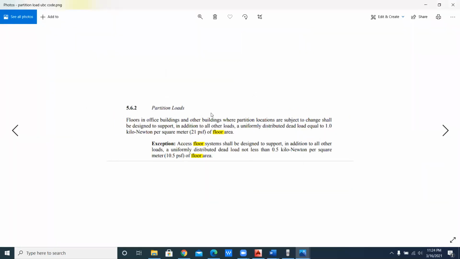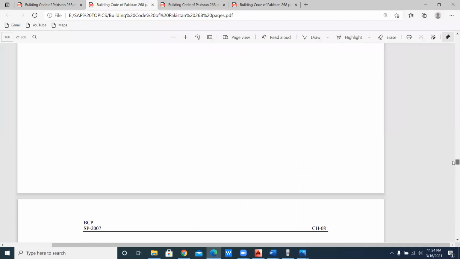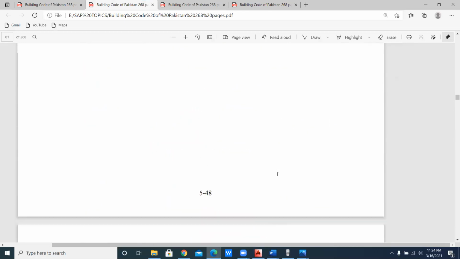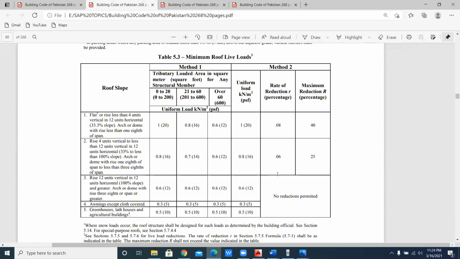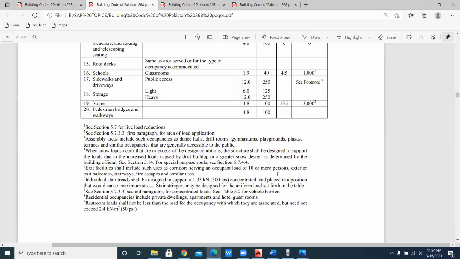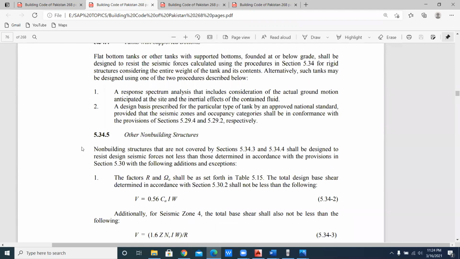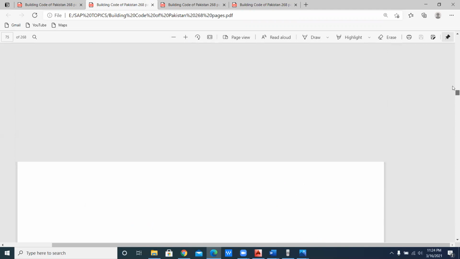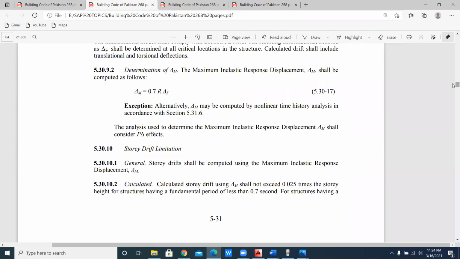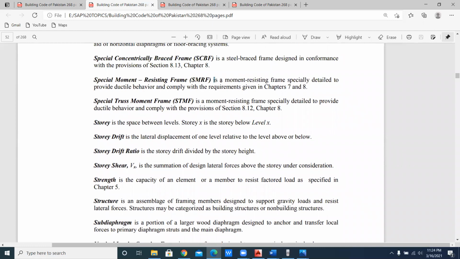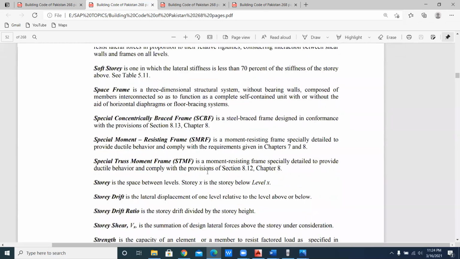Here, if I look at partition load, okay, this one, there is some picture that I open. You can also take section 5.6.2, okay. Where is 5.6.2? 5.4, 5.6, 5.6.2. That is very difficult to find basically. Sorry for that. So this is basically SMRF, okay. Special moment resisting frame, with detailing to provide ductile behavior, okay. Keep in mind this is SMRF.